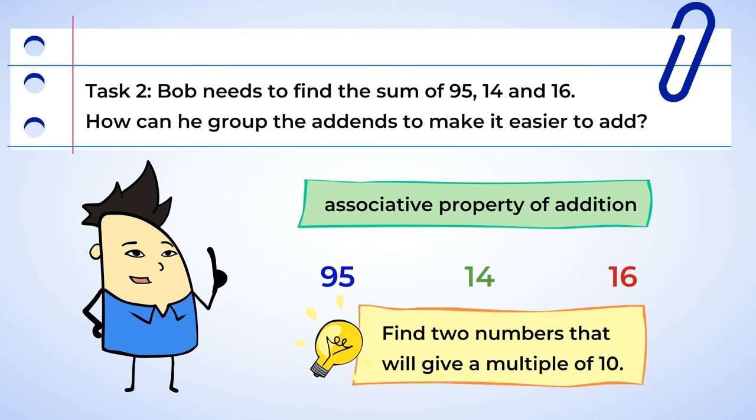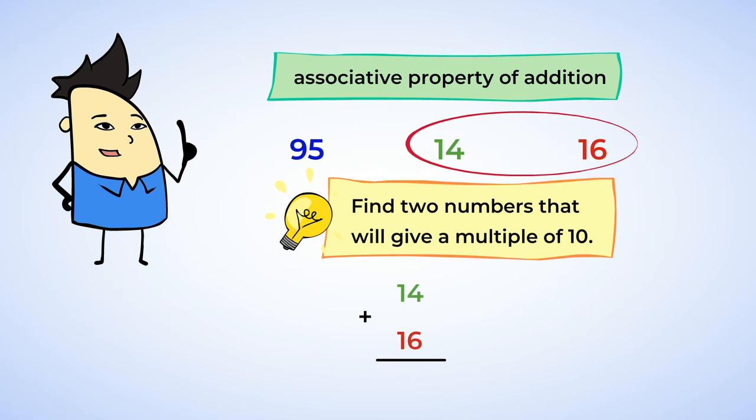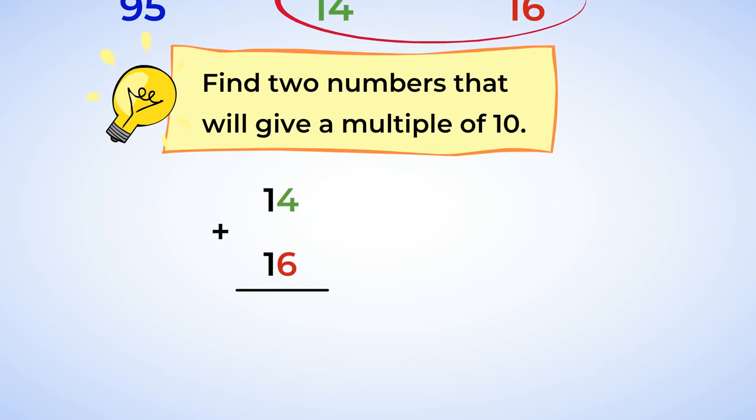In this case, I want to find 2 numbers that will give me a multiple of 10. Or find 2 numbers that do not need regrouping. It'll be worth it. So, in looking at my 3 add-ins, 95, 14, and 16, I notice that 14 and 16 could make a multiple of 10. And so I'm going to group 14 plus 16. You see, 6 plus 4 equals 10. You write the 0 ones, then you carry the 1 up to the 10s. 1 plus 1 plus 1 equals 3 10s. So 16 plus 14 equals 30.